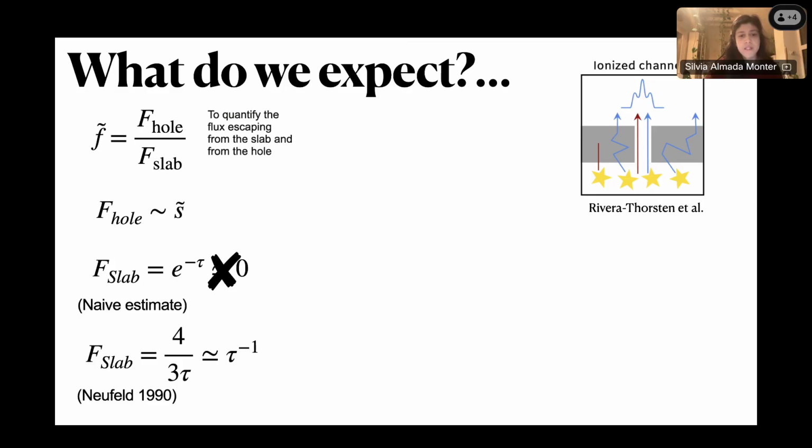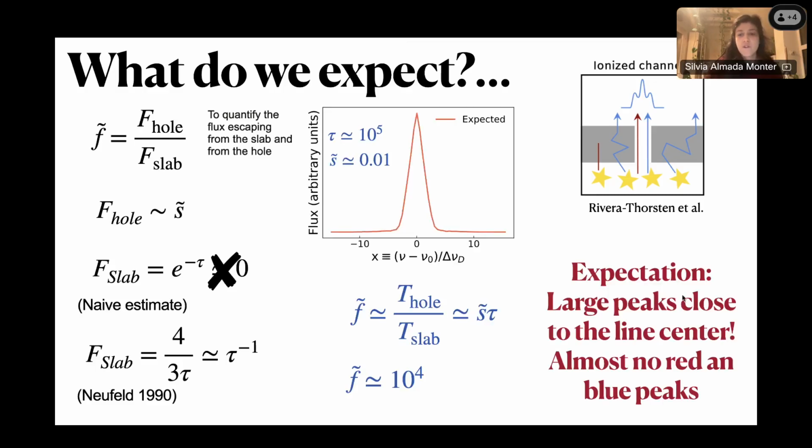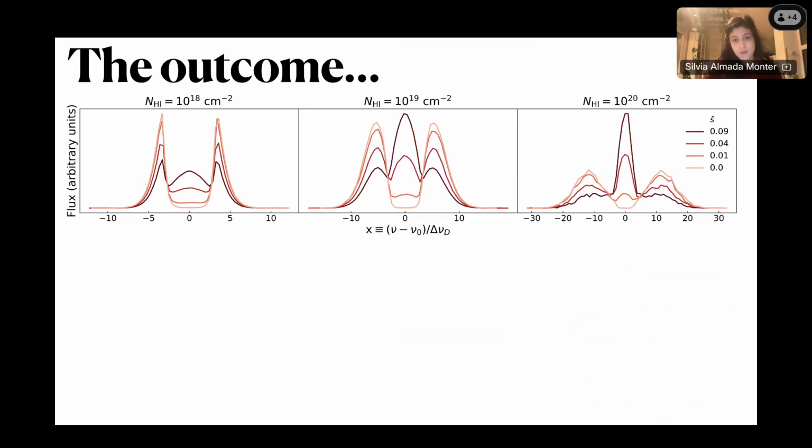So we basically expect to have large peaks close to the line center and almost no red and blue peaks. In order to get this expectation, we can take the transmission probability that Neufeld derived in the 1990s, and we get that there must be a 4 order of magnitude difference between the central and the red and blue peaks. So what did we get? We got triple peaks. So in a very simple experiment, we got something that we didn't understand.